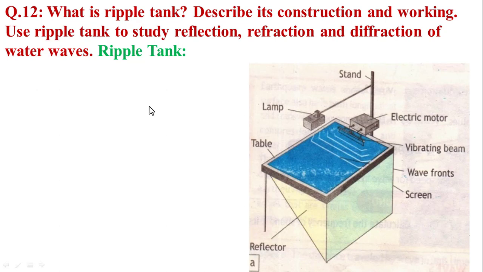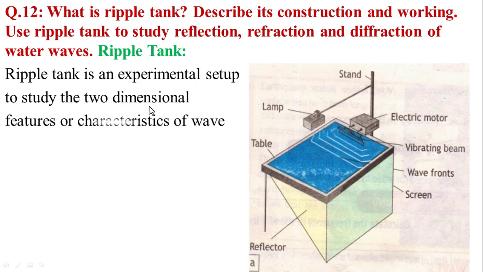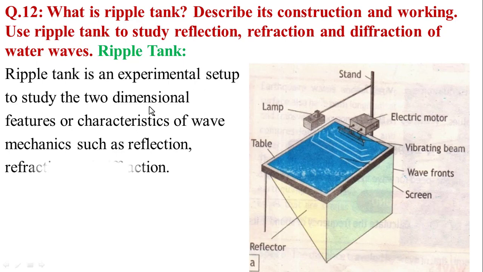So we will start with the ripple tank. What is a ripple tank? A ripple tank is an experimental setup for the study of two-dimensional characteristics of waves. What is meant by two-dimensional? Crest and trough. So the characteristics of the wave mechanism include reflection, refraction and diffraction.